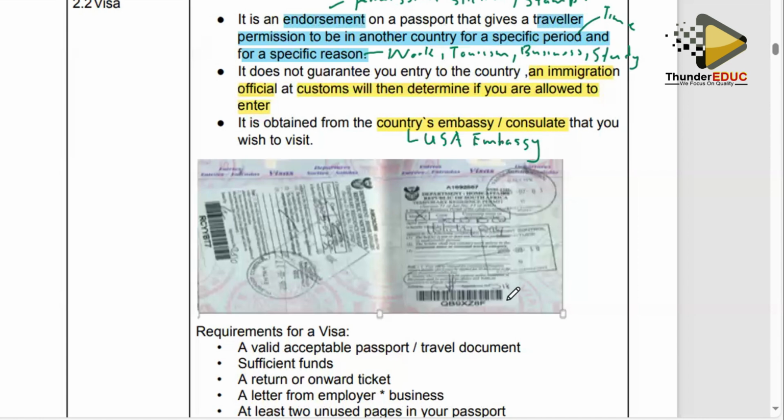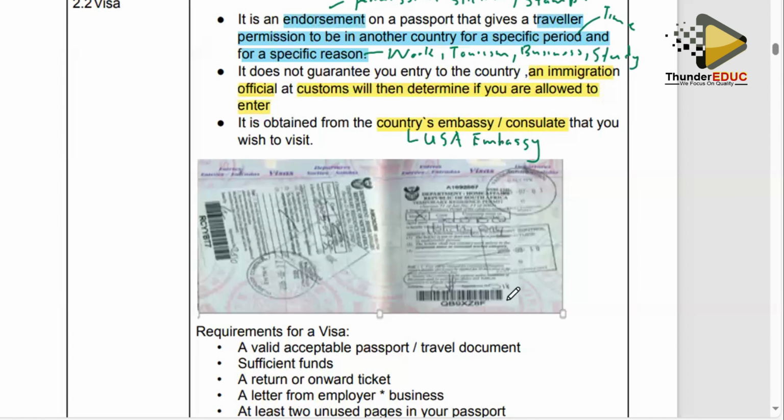For example, countries such as the United States of America, the UK, Italy, and several others have their offices in South Africa. It can be in Pretoria or in Johannesburg, which facilitates the application of visas for people who want to go to those respective countries. So basically, this is what a visa looks like. It can be in the form of a stamp or in the form of a sticker. For example, in this case, we have a South African visa, which is on a traveler's passport. So this is how a visa basically looks.